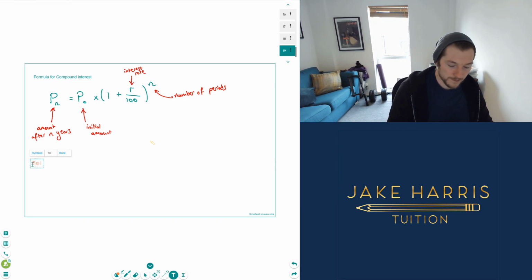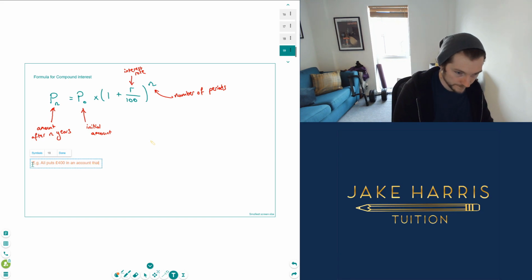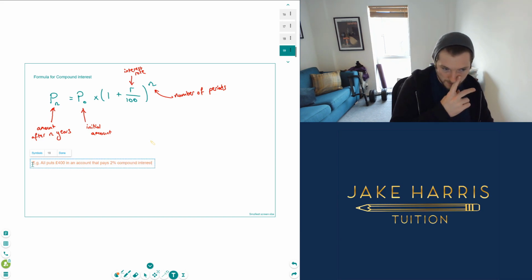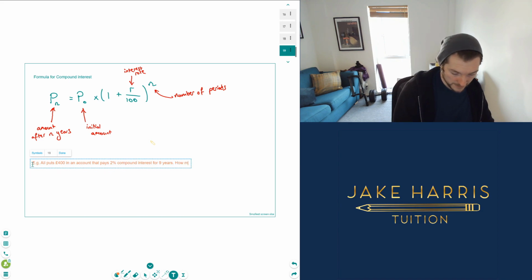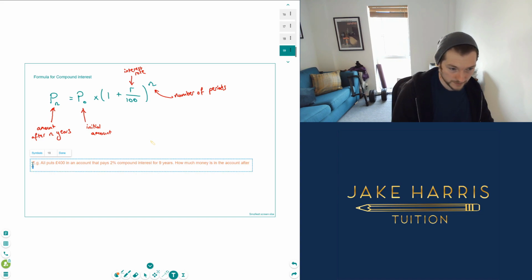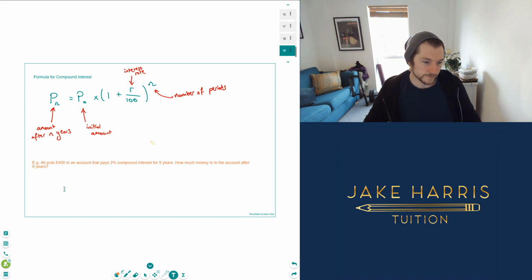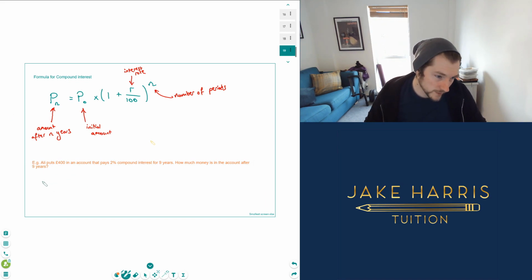E.g., Ali puts £400 in an account that pays 2% interest, compound interest, always remember the compound, for 9 years. How much money is in the account after 9 years? Okay, so I can use the formula to work this out.